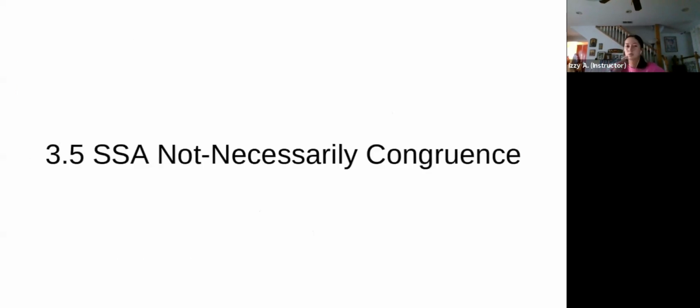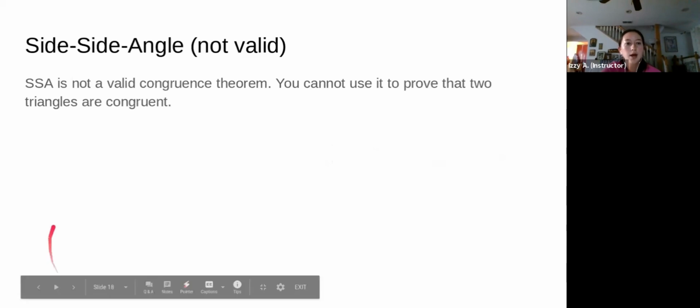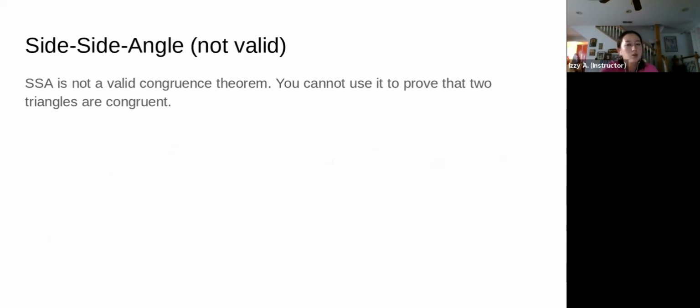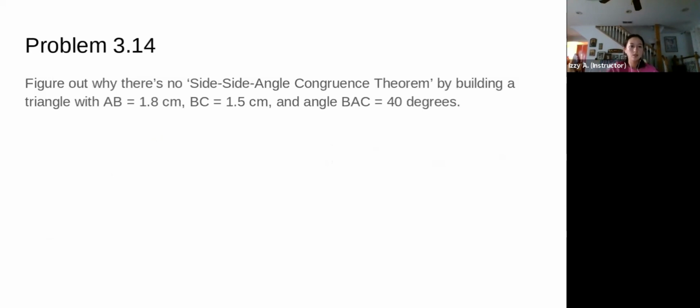Okay, next we have 3.5, which deals with SSA and how it does not mean that the triangles are congruent. So SSA, which stands for side-side angle, is not a valid congruence theorem, and you cannot use it to prove that two triangles are congruent. So, we're going to see why we can't use SSA with this next problem. Okay, so problem 3.14.